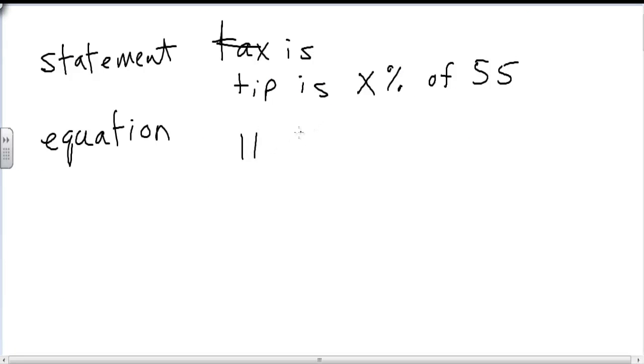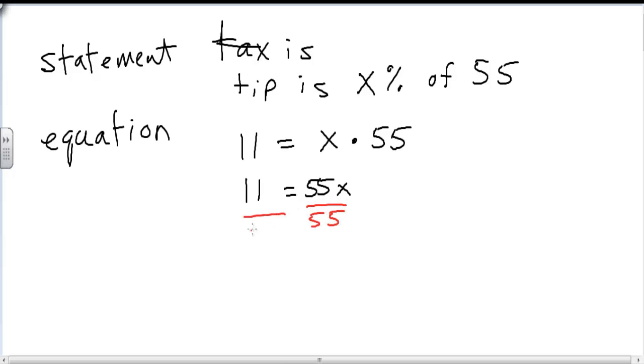"Is" is interpreted as an equal sign. Now, X% is what I want, so that's unknown. "Of" is interpreted as a multiplication sign, and 55 is 55. So I'm left with the equation 11 equals 55x. If I'm going to solve for x, I'll need to isolate my x on one side, meaning that I'll get rid of my 55 by dividing each side by 55. When I reduce, I'll have x on one side, and 11 divided by 55 comes out to be 0.2.